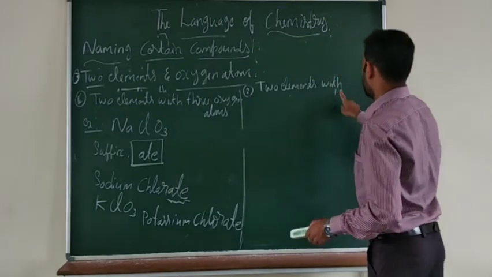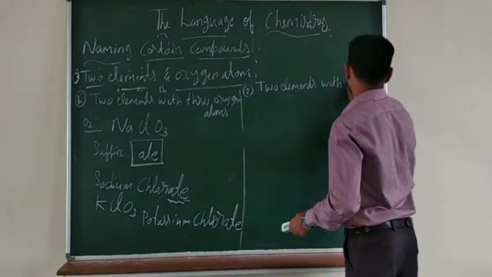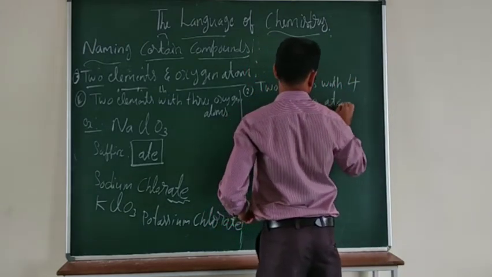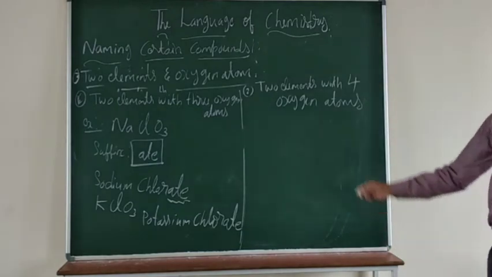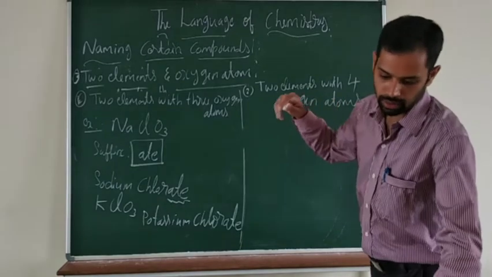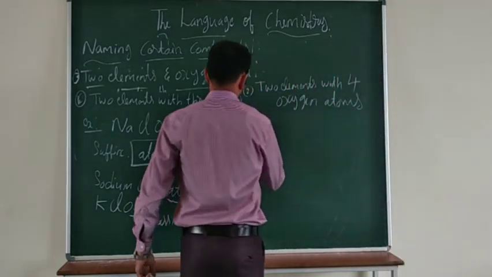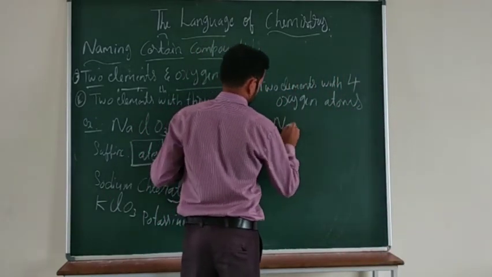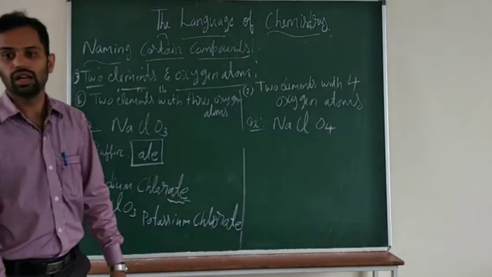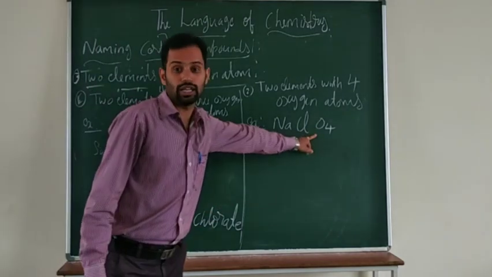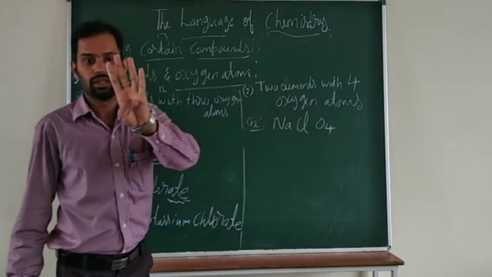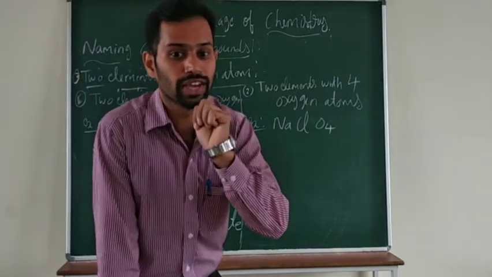Two elements with four oxygen atoms. How to name this compound? For example, NaClO4. Look at that. Four oxygen atoms are there. So at that time we should use the prefix per.